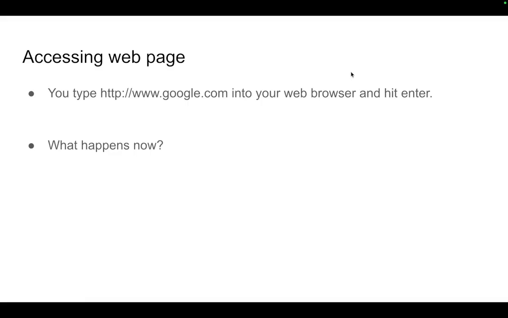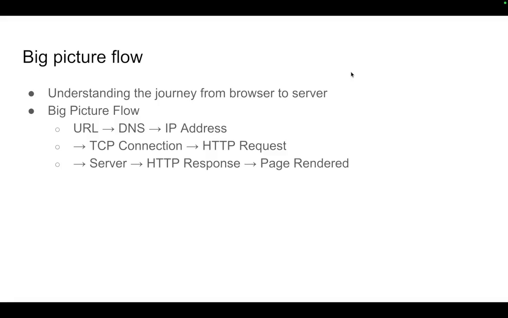Now, when you type www.google.com into a browser, what happens? How does the web page come onto your screen? So this would be a high level picture, understanding the journey from browser to the server. It would start with the URL. It would go to the DNS server, and the DNS server would give an IP address. In order to reach that, there has to be a TCP connection via an HTTP request, and the server would respond with the HTTP response, and the page would render.